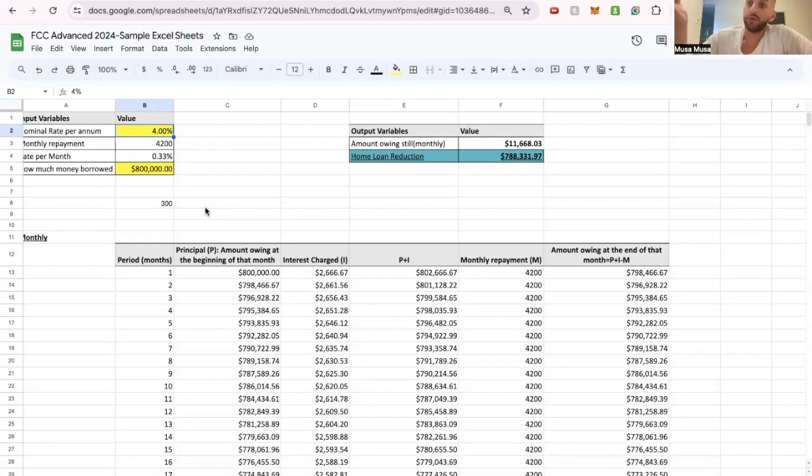I legit don't know what to tell you. Okay. But I will show you how to actually find an effective rate, just in case this is what school wants you to do. So let me share this screen instead.